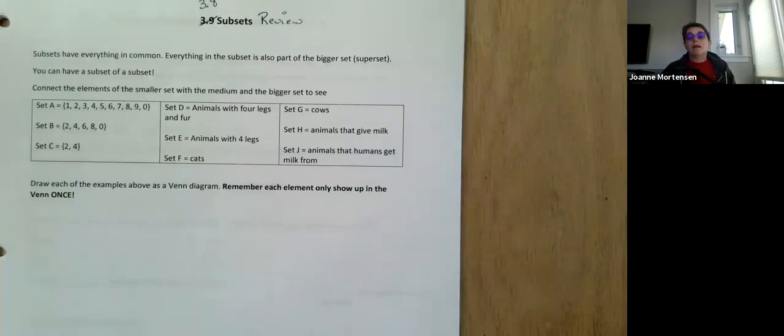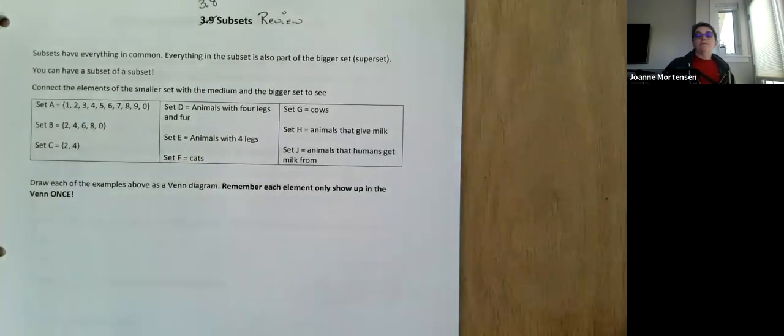Right, anyway, subset reviews. So subsets have everything in common. Everything is also part of a bigger subset, a bigger set, which this year is called superset, because sometimes I just Google when I'm curious. But wait, you can have a subset of subset. Okay, so think for a minute what that's going to look like.